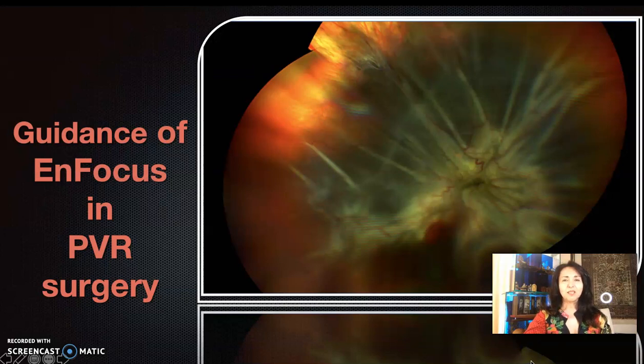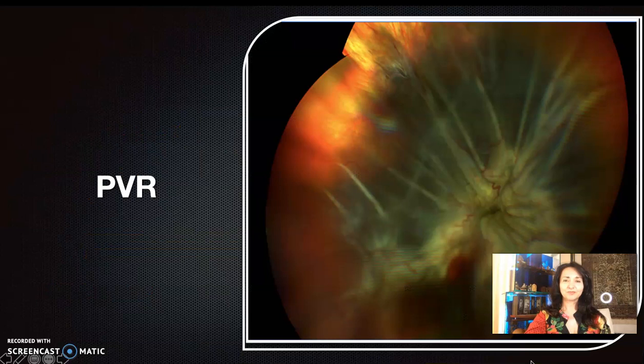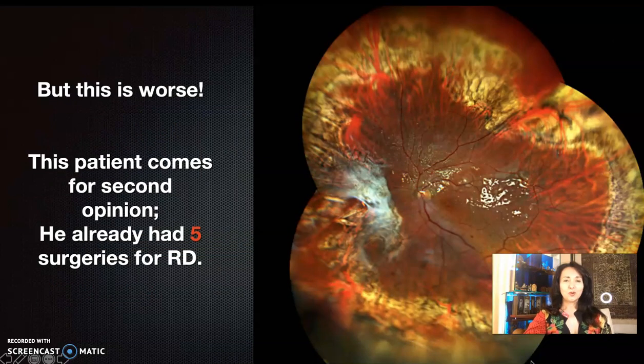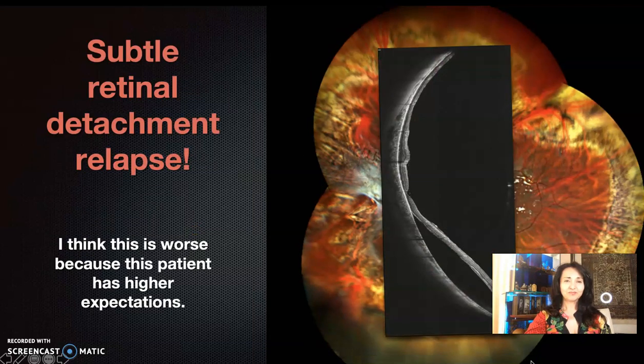What about PVR? Can the OCT be a guidance here too? So this is a very bad case of PVR, but I think that this is worse. This patient comes for second opinions, but he already had 5 surgeries for retinal detachment. And I could detect a subtle retinal detachment in the inferior quadrants, but this patient is worse than the full PVR because he has higher expectation and he's tired of surgery.